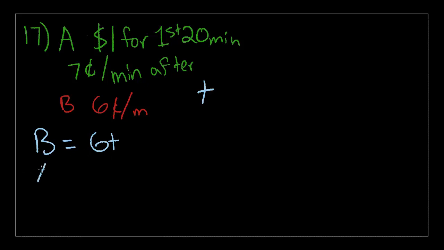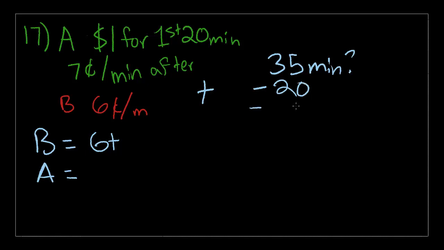And for A is going to be a little bit confusing because it's $1 for the first 20 minutes. So let's take an example. What if the call was 35 minutes? Then what would happen is that you would have to subtract 20 minutes from that and you get 15 minutes. And that 15 minutes is 7 cents for each minute.